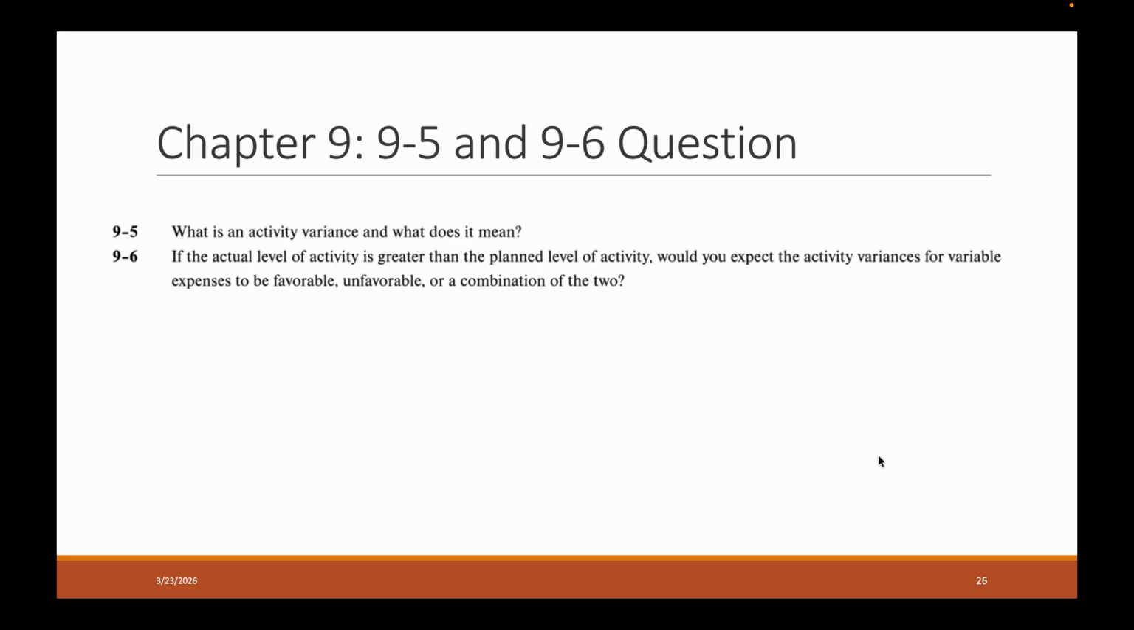All right. On the final chapter, chapter 9, we're going to start with 9-5 and 9-6 conceptual questions. 9-5, what is an activity variance and what does it mean? And 9-6, if the actual level of activity is greater than the planned level of activity, would you expect the activity variances for variable expenses to be favorable, unfavorable, or a combination of the two? I'll give you a second to answer these questions by yourself, and then I'll move forward.